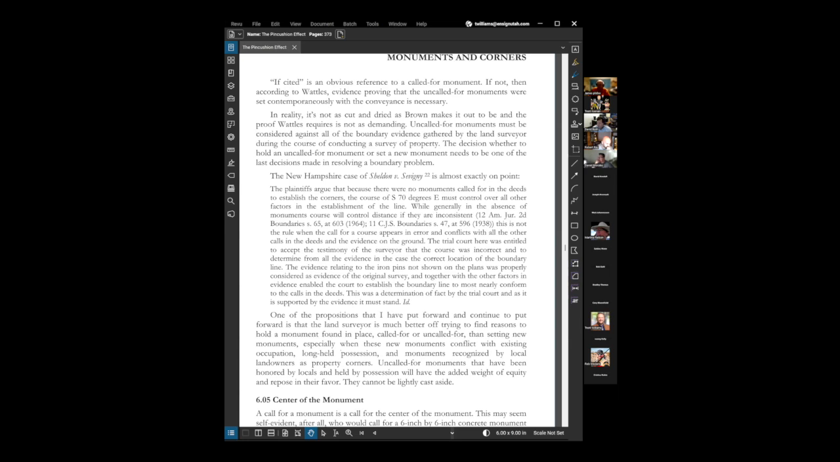When the lots are sold, it's typically not the subdividing surveyor that will set the corners for the lot. So, for example, I could be contracted to do the entire boundary, and then for lots that are sold, it could be a different surveyor that sets those.